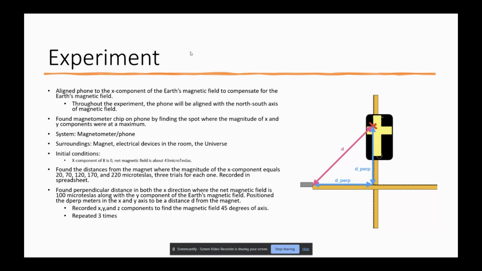We also found a perpendicular distance in both the x and y directions, where the net magnetic field is 100 microteslas, along with the y component of the Earth's magnetic field. We positioned the d perp meters in the x and y axis to be distance d from the magnet. So as you can see in the picture, we moved d perp meters in the x-axis and d perp meters in the y-axis, and we are now a distance d from the magnet. We recorded the x, y, and d components to find the magnetic field 45 degrees off axis. We repeated this 3 times to get an average result.